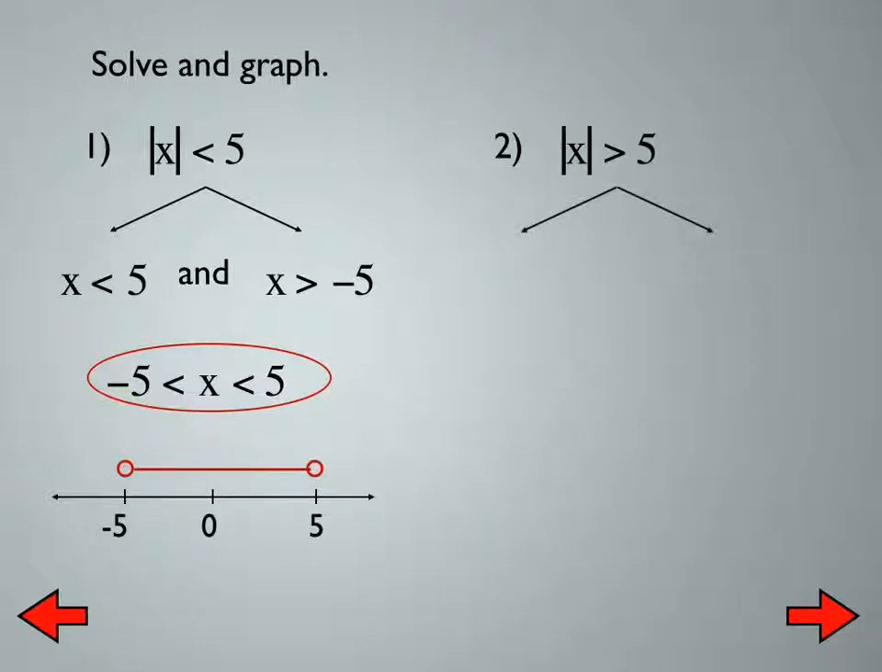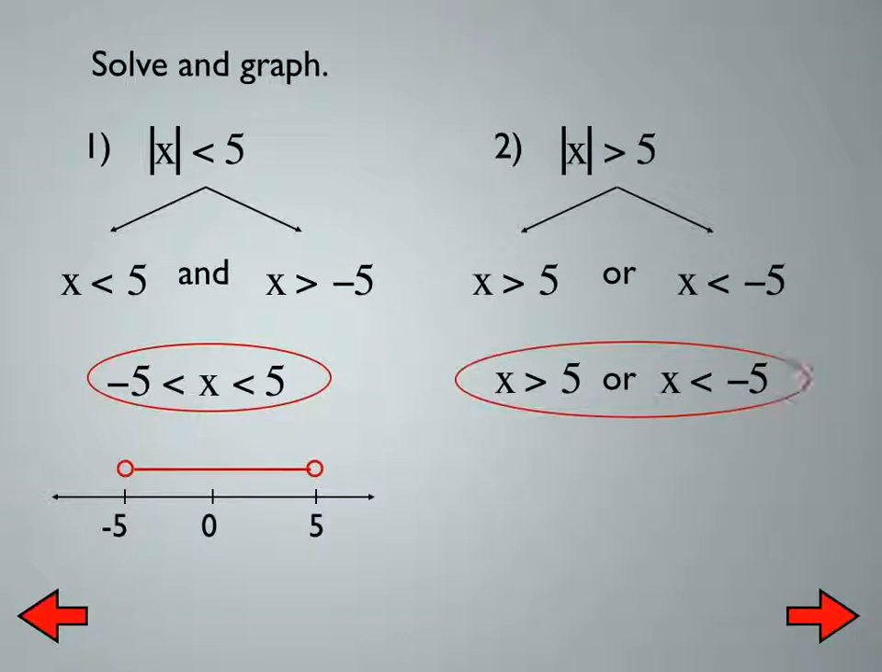Number two, we would split that into two inequalities. The first one is x is greater than 5. And this, of course, is an or statement. The second one is x is less than -5. Now, for or statements, that's really the only way to write your answer. Okay? And then, of course, the typical graph for an or statement looks like this. So everything should be nice and easy so far.